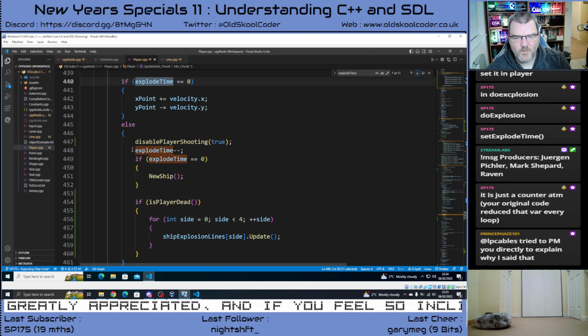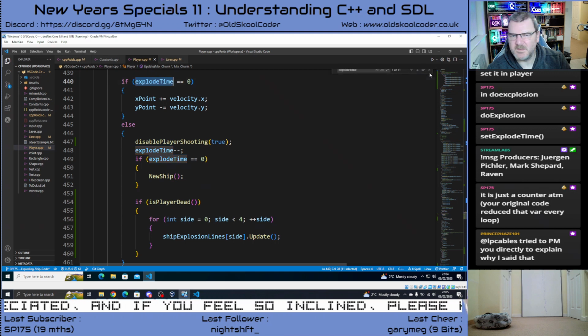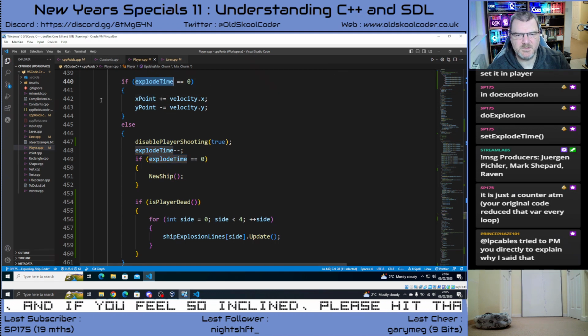So that's the number of frames then, yeah? That's the number of frames. The explosion time is the number of frames. Okay.